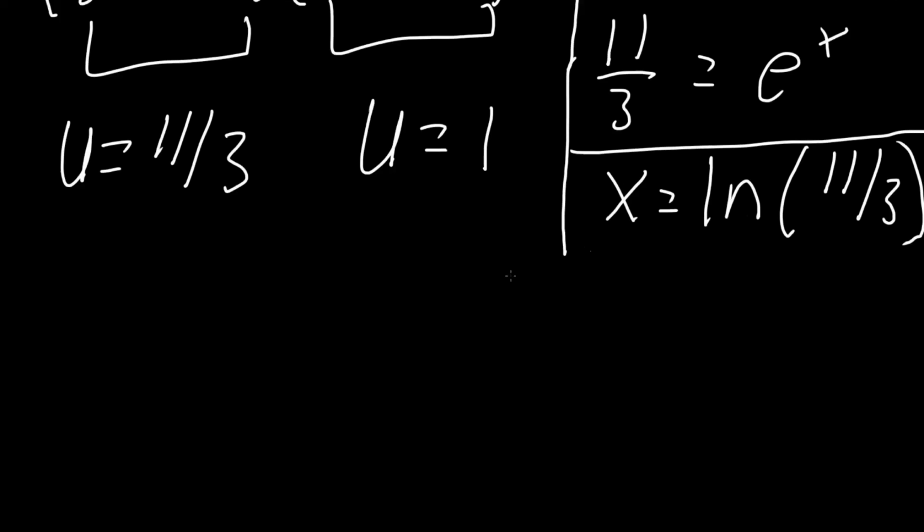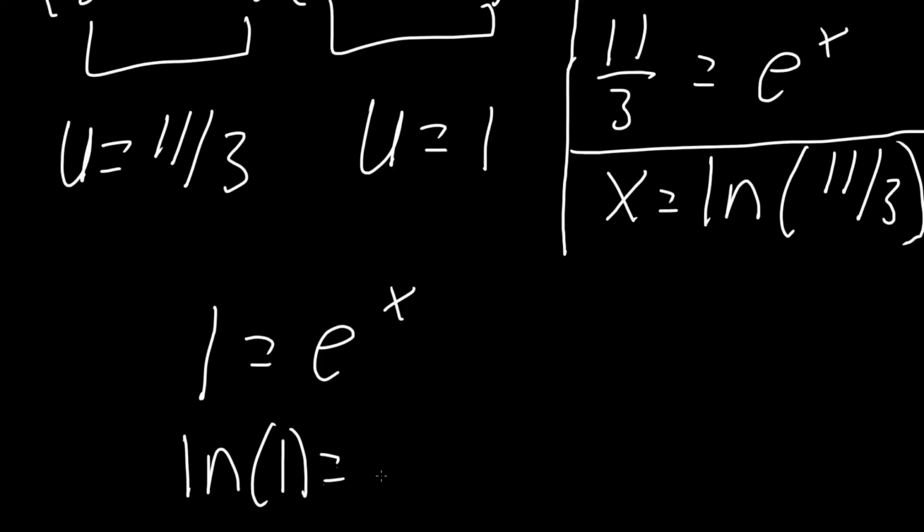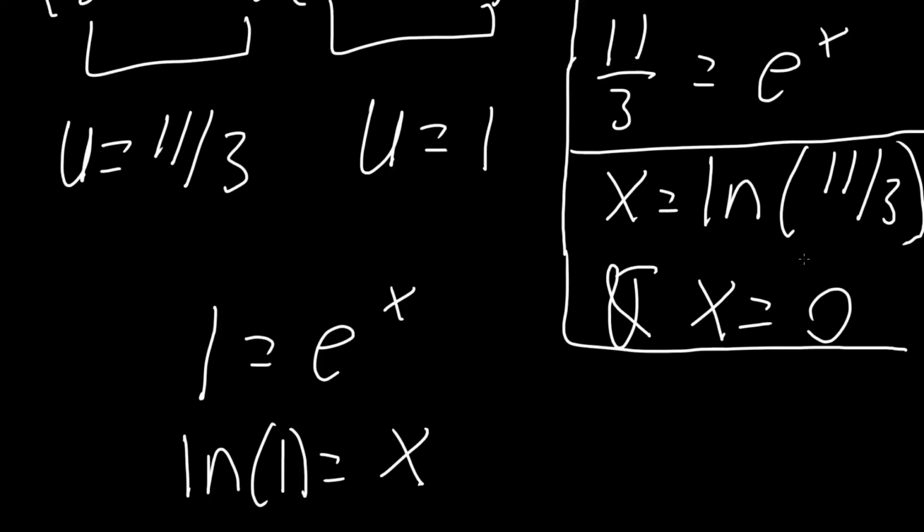And now we want to get the second answer. So instead of 11 thirds, we say 1 is equal to e raised to x. Take the natural log of both sides. ln of 1 is equal to x. And we know the natural log of 1 is 0. So x is equal to 0. And that's all we need to do.